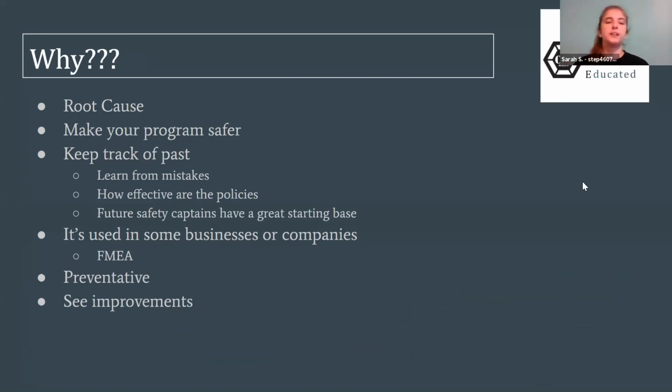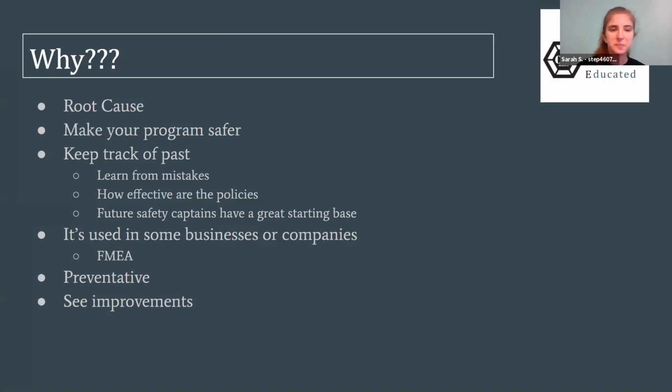We want to make sure that we're finding the root cause of all of these injuries and accidents. We want to make sure that we're finding, okay, this is what's happening. We want to have a realistic view of our team. You're also going to make your program safer. So you're going to realize, okay, we need more training here. Or in our case, we realized we need to have training earlier in the season, in response to some incidents. So you want to make sure that you're keeping your goals in mind.